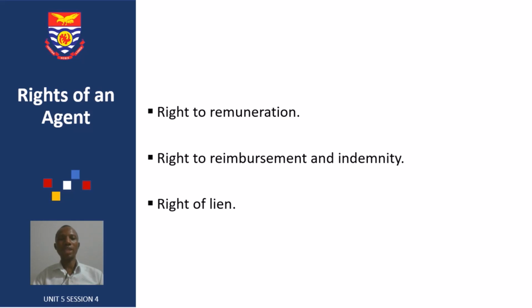Right of lien. Here is when goods of the principal are still in possession of the agent. The agent will keep the goods until the principal pays him. That is the right of lien. The right of lien is lost when the goods are in the possession of the principal, because if the goods are with the principal, automatically you cannot seize those goods.